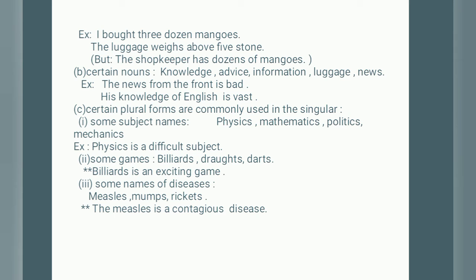Now, there are certain nouns which you have to remember. Knowledge, advice, information, luggage, news. As an example, the news from the front is bad, his knowledge of English is poor. Those words are certain. There are certain plural forms that are commonly used as singular. These words look like plural, but they are similarly applicable in singular as well.